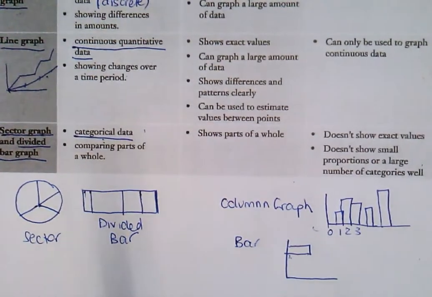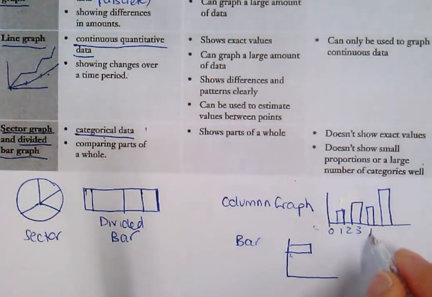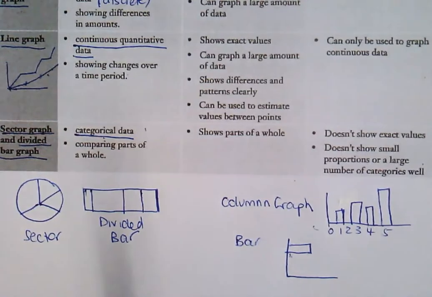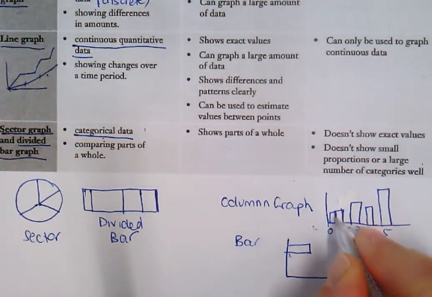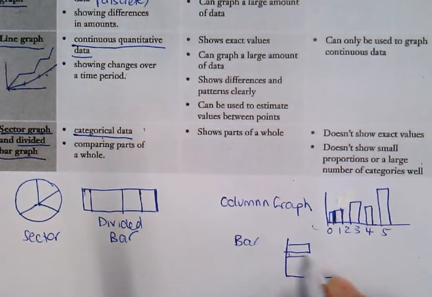So I'm going to get rid of that column. Column graphs have gaps between them. They should be evenly spaced apart. Oh, I probably should have put a 0 column there as well. Sorry. And bar graphs are just like a sideways column graph. Okay.